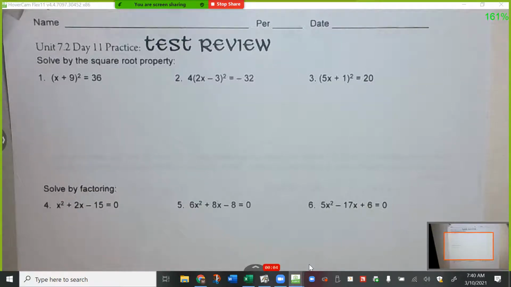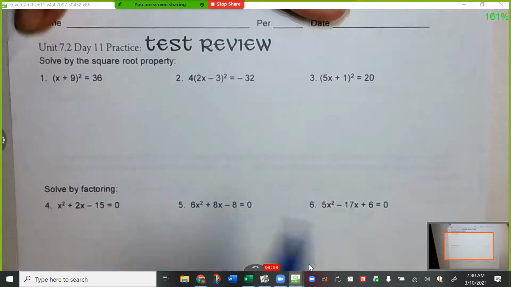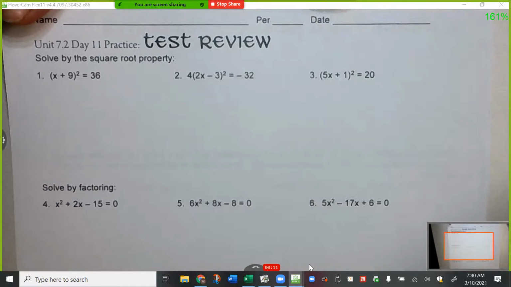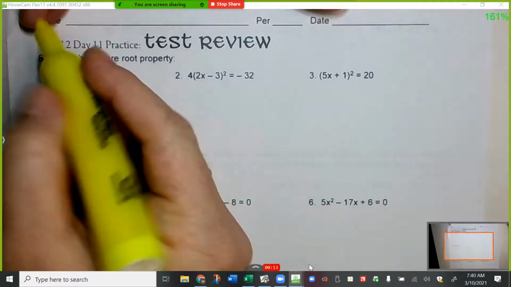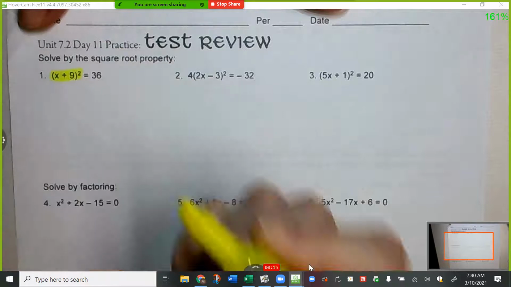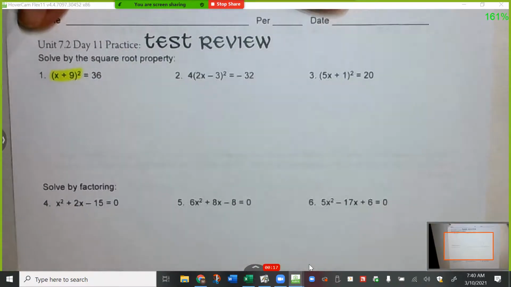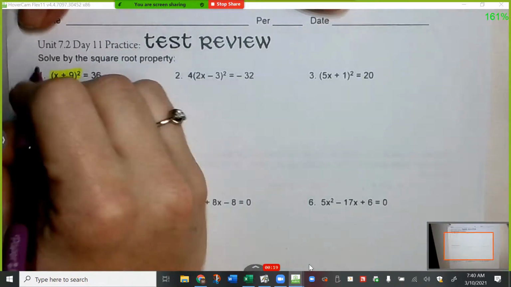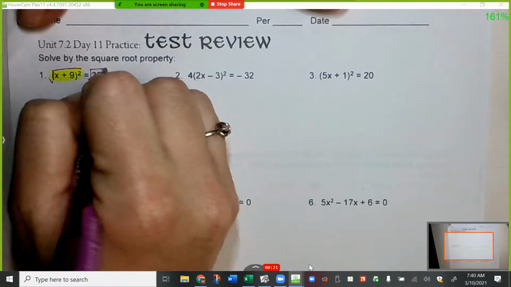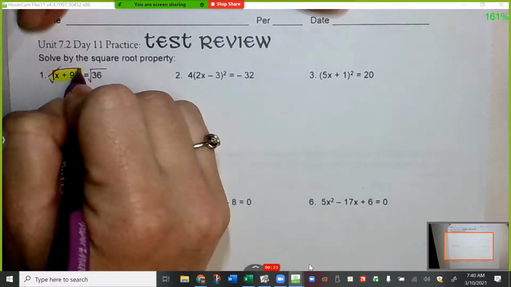So the first three problems tell you to solve by using the square root method. Remember, with the square root method, your first step is to get whatever's squared alone. This is what's squared. It is already alone on the left side of the equal sign, so we are going to take the square root of both sides. The square root cancels the squared.